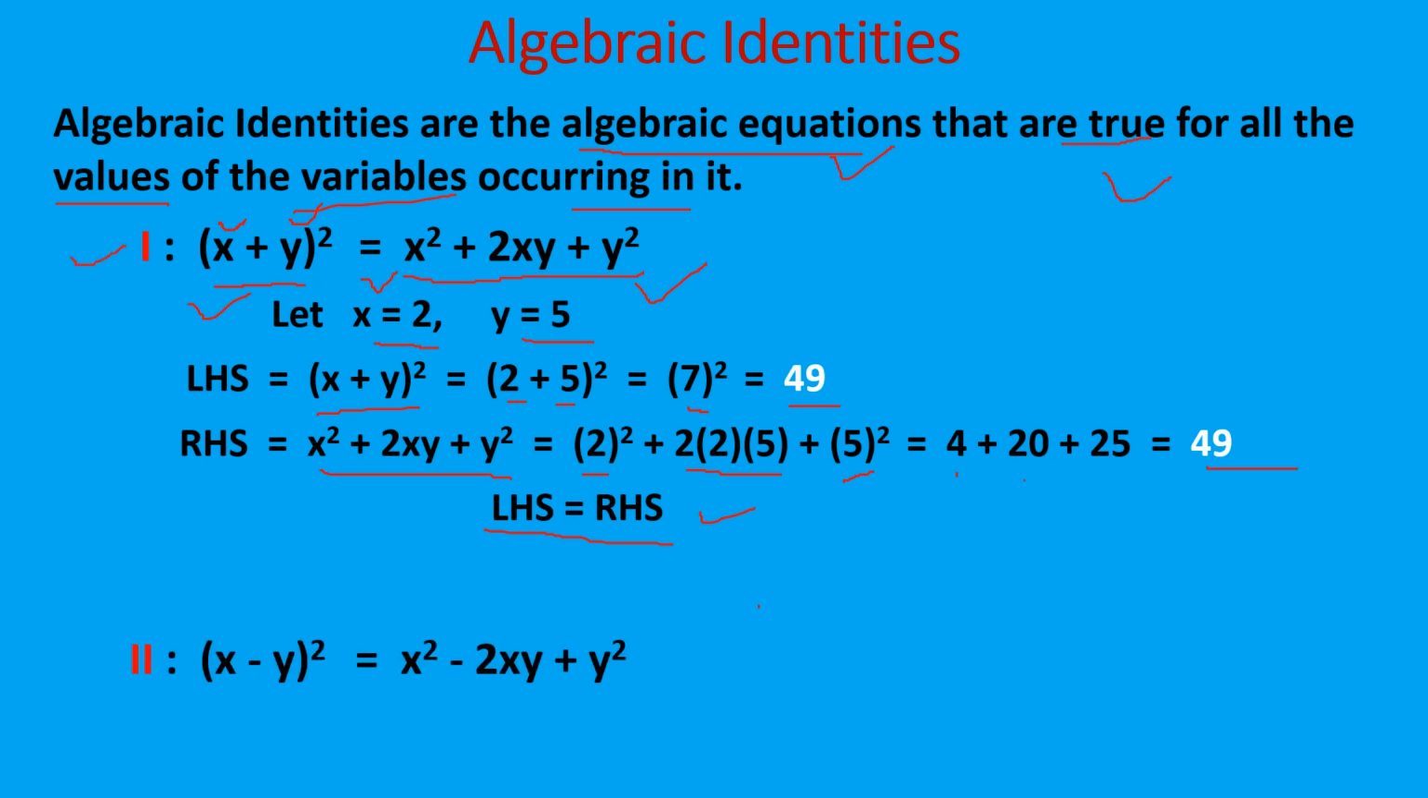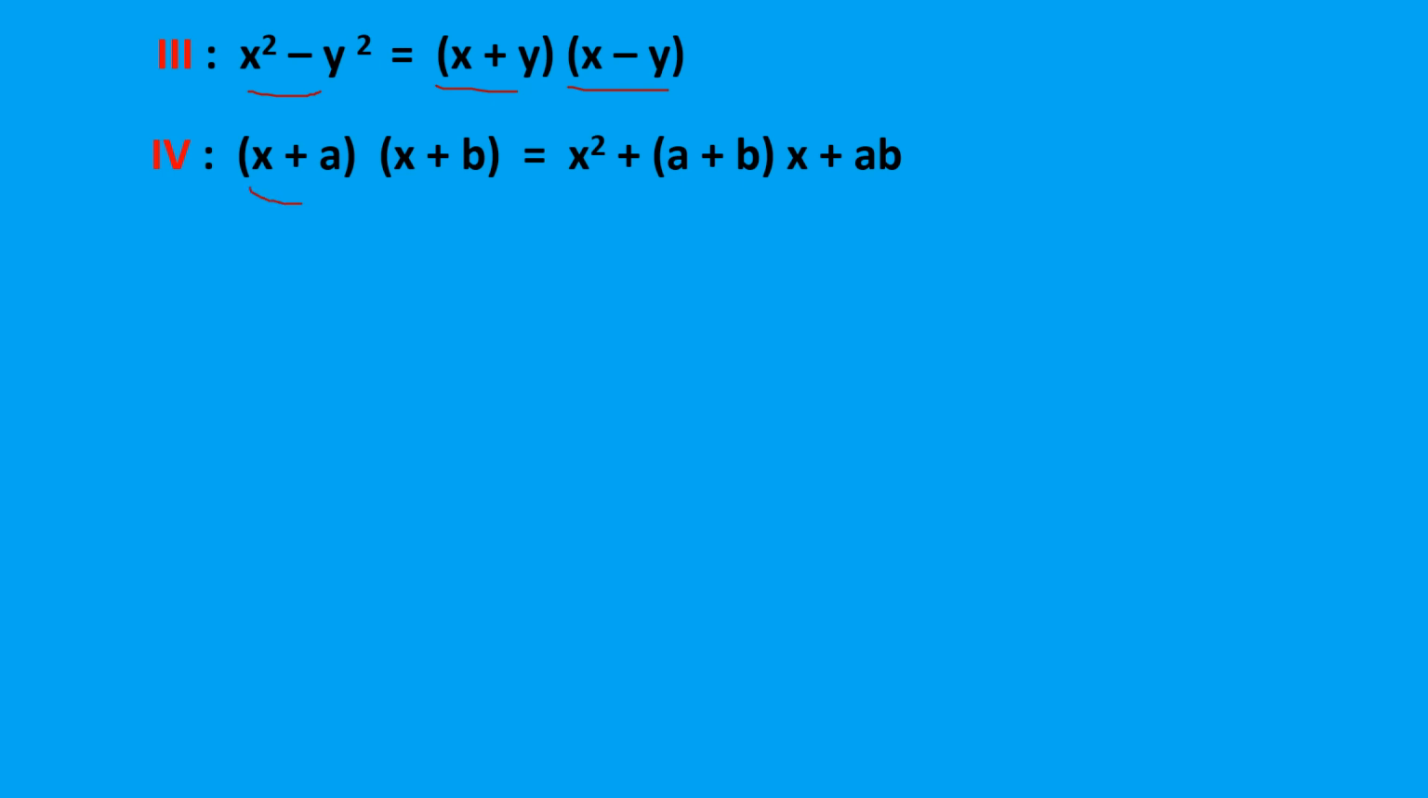Now second identity, x minus y whole square is equals to x square minus 2xy plus y square. This also we have done in 8th standard. If you want, you can prove it by taking any value of x and y. I am not doing this, you can do it yourself. So this is our second identity. Now let's see third identity. It is x square minus y square is equals to x plus y and x minus y. Fourth identity, x plus a into x plus b is equals to x square plus a plus b into x plus ab. So these all the four identities we have studied in 8th standard also.